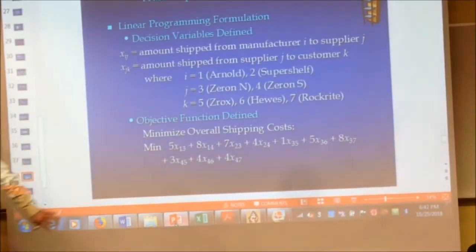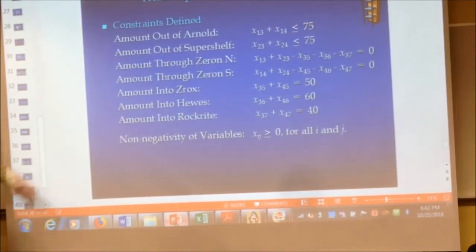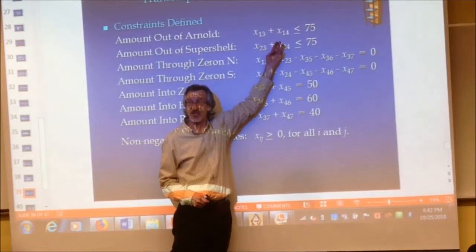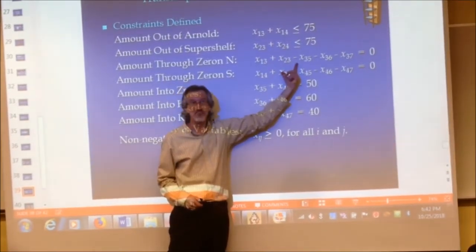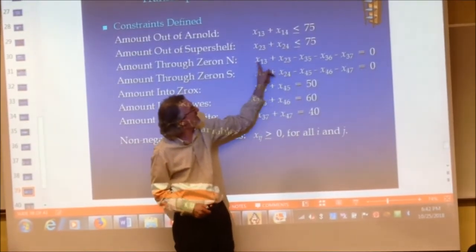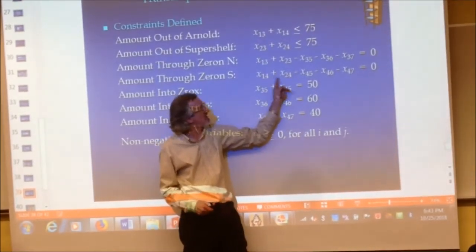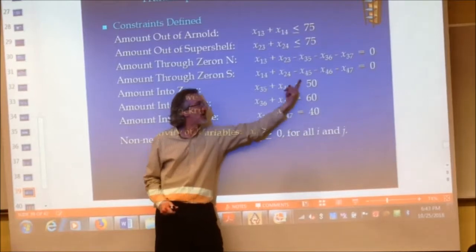Got it? Our constraints. Here are the ones coming from the far left, where we're originally coming from, less than or equal to 75. Here are our middle nodes. Look at that. The ones going in were positive, the ones leaving negative. We have consistency on the other middle node, going in, going out. Here are our 3 customers.